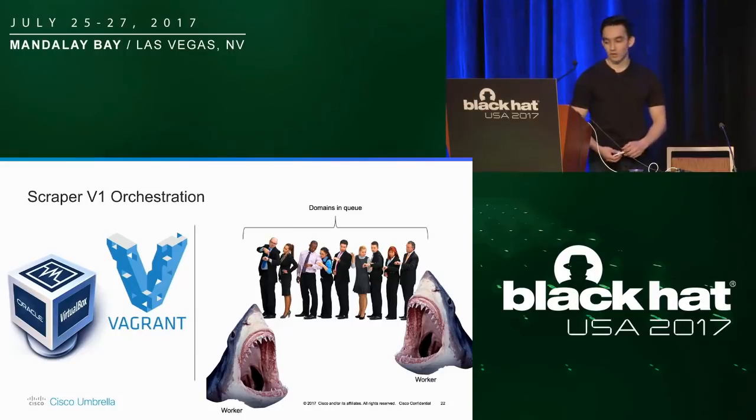The first version of our scraper was built using VirtualBox. Vagrant was used for starting and stopping the virtual machines, as well as snapshot management. The host OS was also responsible for hosting the multiprocessing queue that the workers fed from.